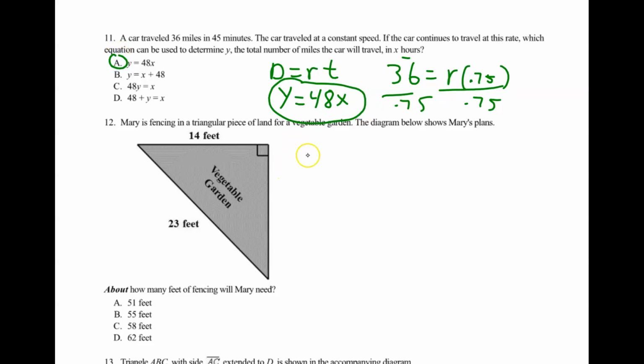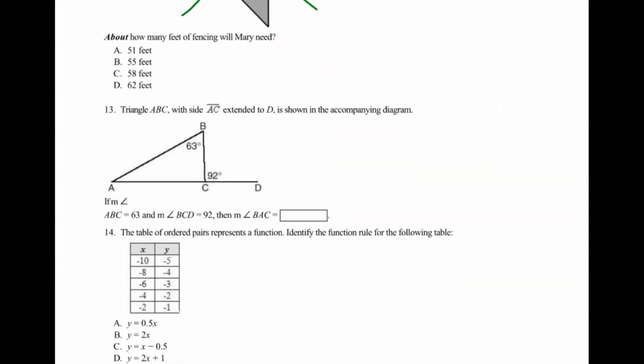Okay, again, a Pythagorean theorem. I don't know how I missed so many in this first 15. So don't worry about 12. 13. Okay.